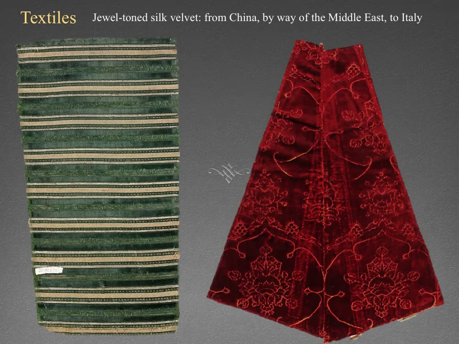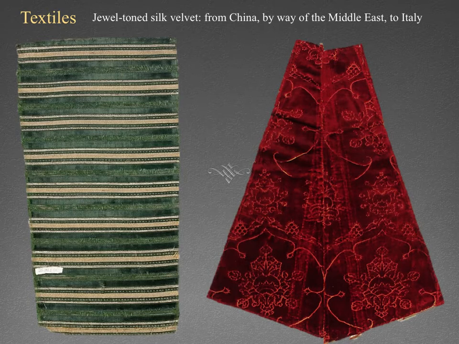And so let's start with some textiles, because the Italian Renaissance is pretty famous for its really rich and sumptuous fabrics. Here are some examples of Italian Renaissance textiles. These are silks. It's a silk velvet with a pomegranate pattern there on the right, and then we have some silk with gold thread woven into stripes.